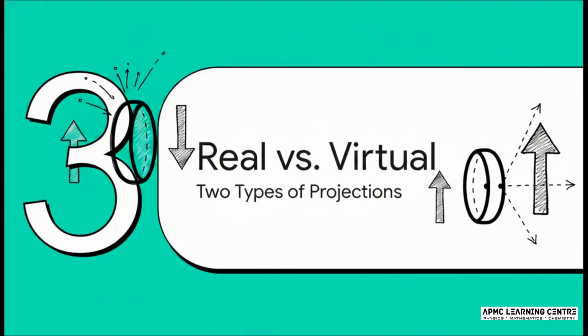So now that we have our rules, our construction tools, we can start to see what we can build. Turns out there are 2 fundamentally different kinds of images a converging lens can create, and it all comes down to where you put the object. So let's dive into the world of real versus virtual images.